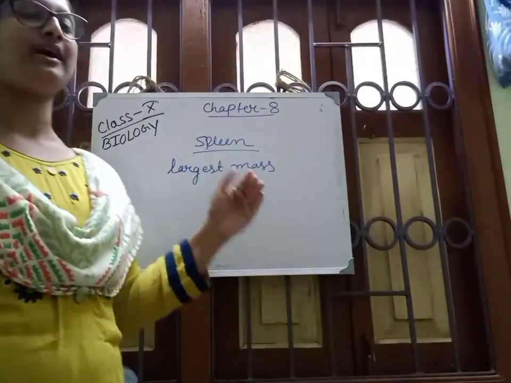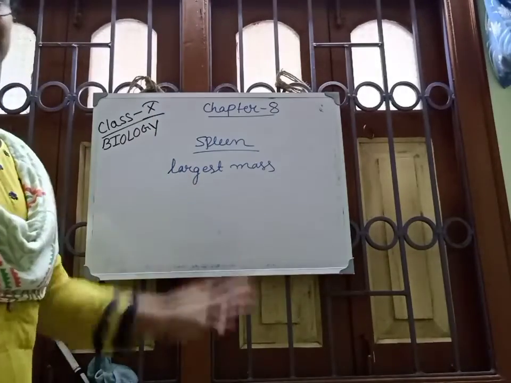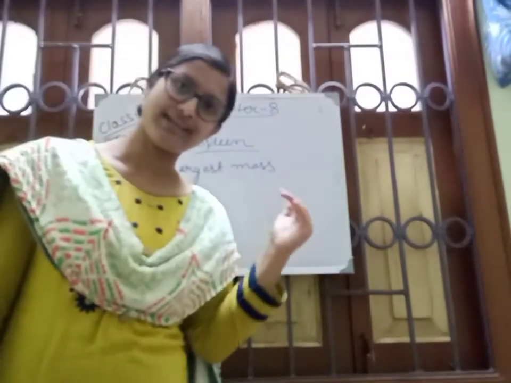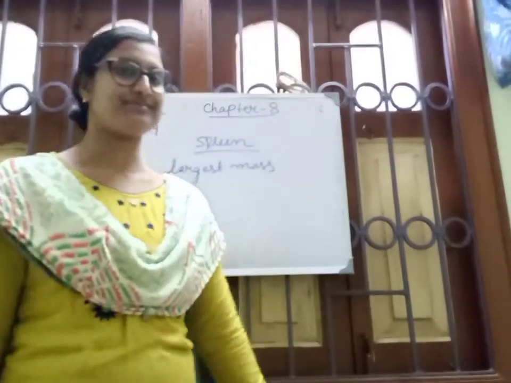I hope it is clear. The function of the lymphatic system is most important, and with this your chapter 8, the circulatory system, is completed.